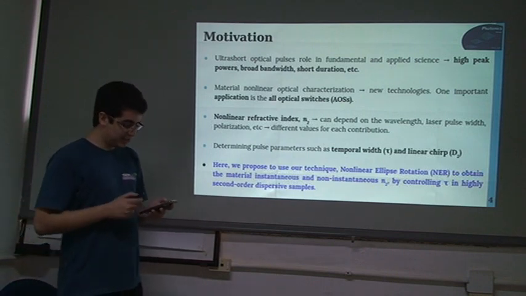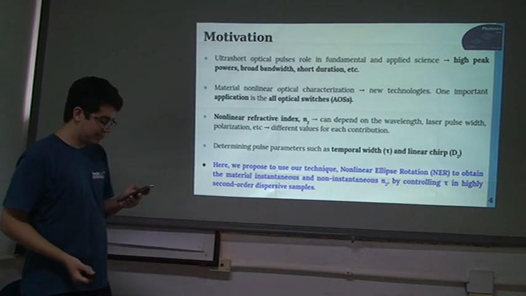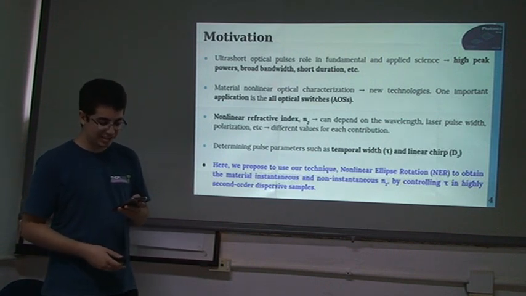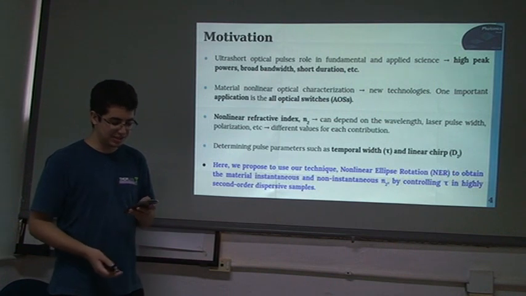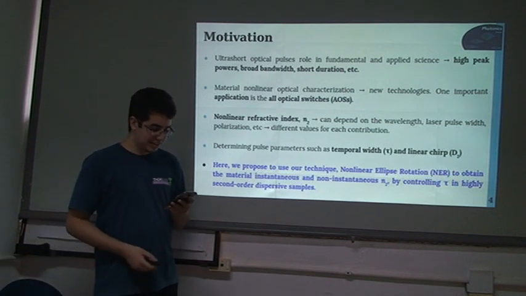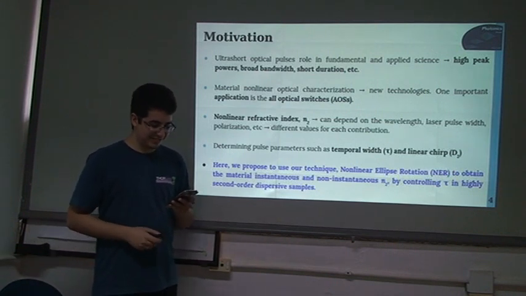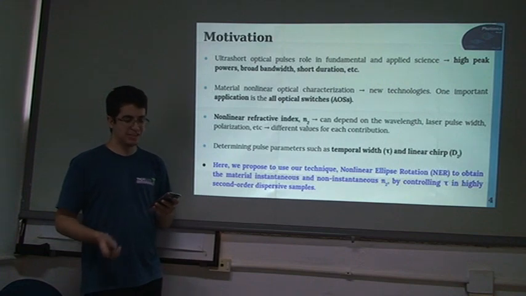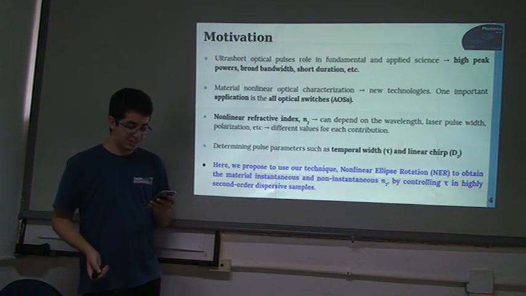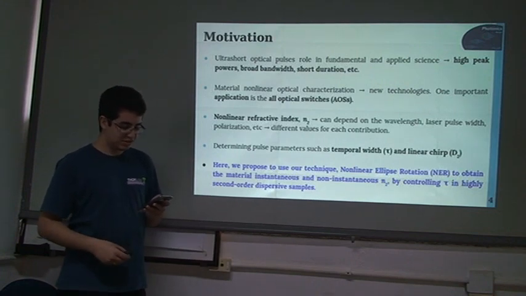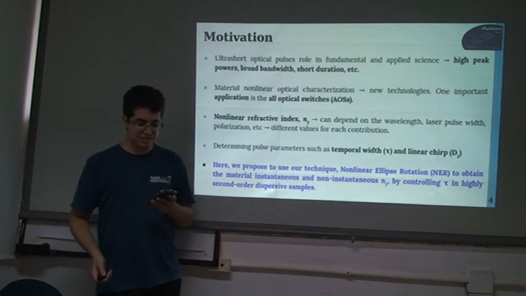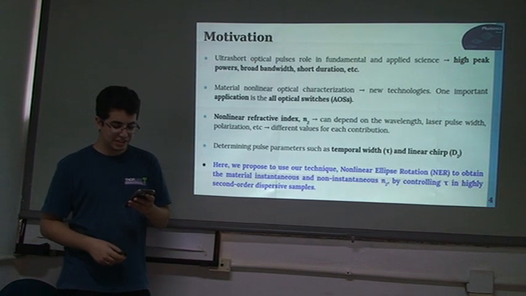They allow nonlinear optical studies, which are important to characterize materials and develop new technologies, like photonic devices, or for instance, optical switches. One key parameter in the material nonlinear effect is the nonlinear refractive index, N2, which can depend on the wavelength, on the laser pulse width, polarization, etc. To measure N2, it's important to know the pulse parameters, especially its temporal width and the linear chirp.